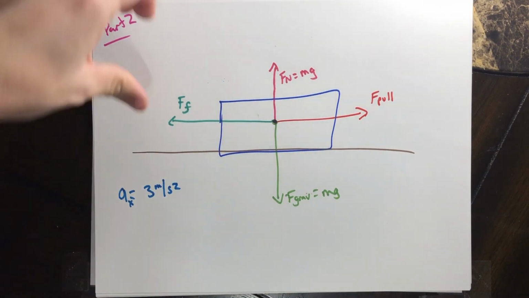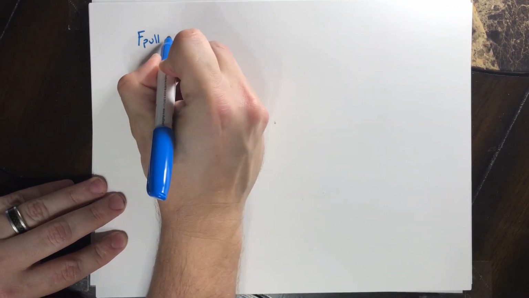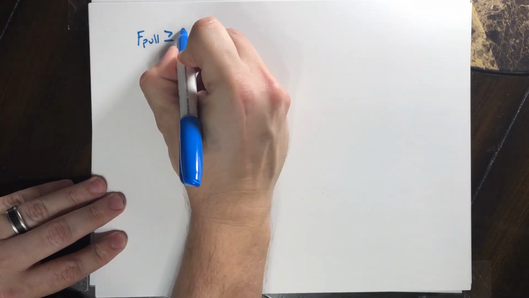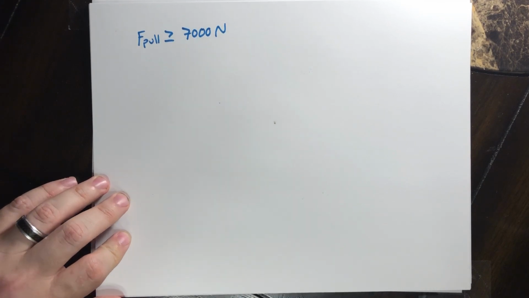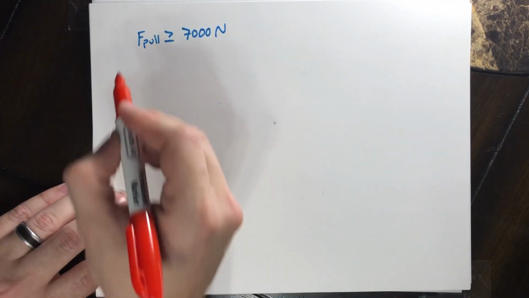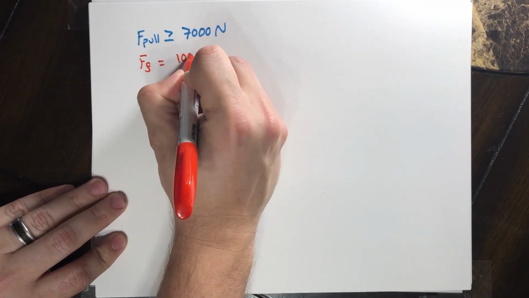Okay. So I'm going to move this out of the way for a minute. We're going to write down what we know for the x direction. We know first that F pull has to be greater than or equal to 7,000 newtons because it breaks our rope at that point. We know that the frictional force is equal to 1,000 newtons because they gave us that.